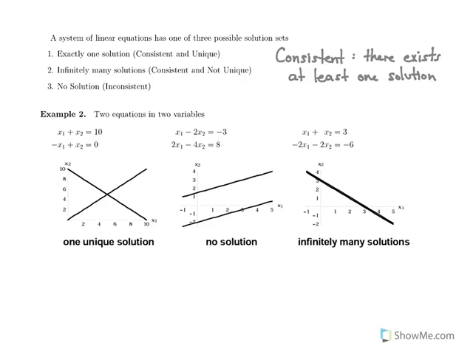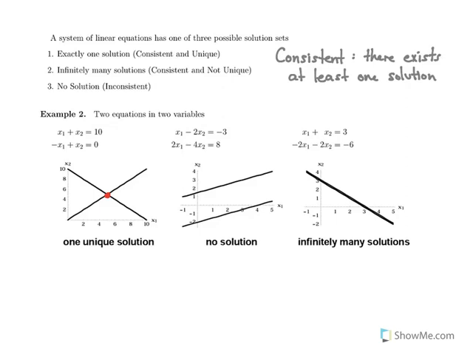So, to visualize solutions, the best thing to do is look at 2 and 3 variables, because we can draw lines in 2 and 3 variables, or draw linear equations in 2 and 3 variables. For lines, let's look at this first one. I have x1 plus x2 equals 10, negative x1 plus x2 equals 0. Remember that we could think about these as lines y equals mx plus b, just rewriting the variables and putting them in standard form. And if we graph those lines, we can see that their intersection point is exactly 1 point. So there is one unique solution. This is a consistent and unique system.